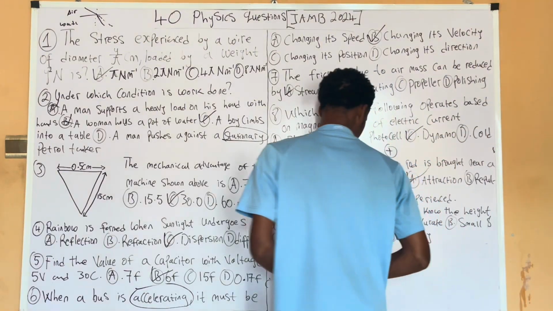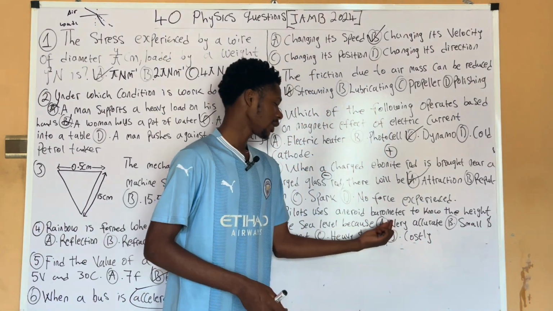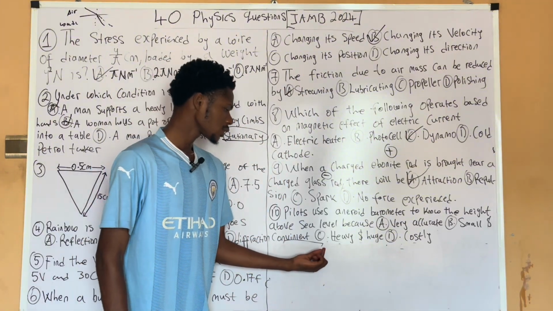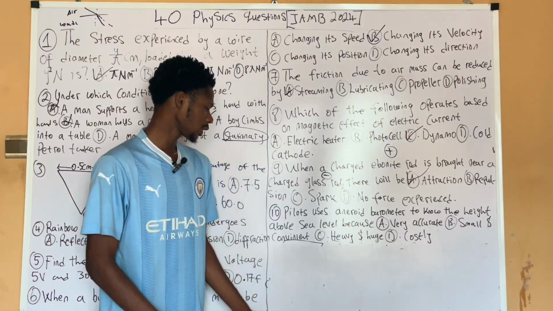Now there are options here. Option A says it is very accurate. Option B, small and convenient. Option C, heavy and huge. Option D, costly. Okay, I'll read the question again.